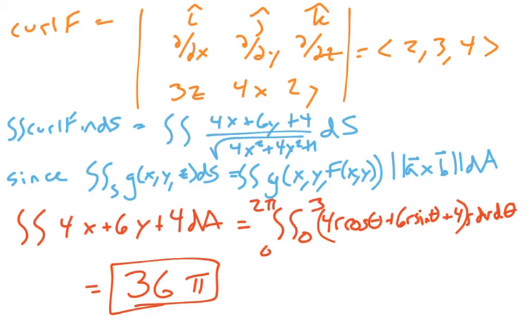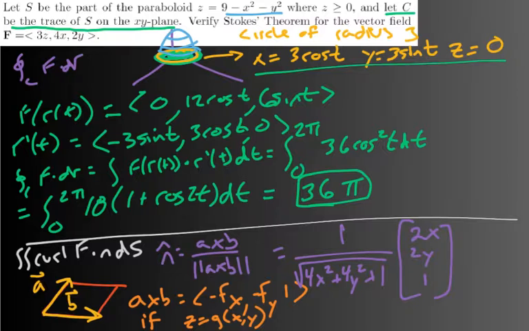So this is one where I think the surface integral is actually harder than the line integral. But there are times where it goes back and forth. There are times where the surface integral is easier than the line integral too, so you might want to do it that way. But sure enough, 36 pi as a surface integral and 36 pi as a line integral. Both of them work out, and so Stokes' theorem is verified.